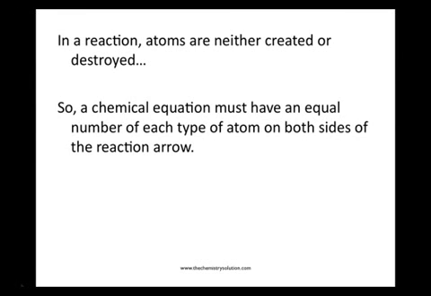In a chemical reaction, atoms are neither created nor destroyed. This means that a chemical equation must have an equal number of each type of atom on both sides of the reaction arrow.